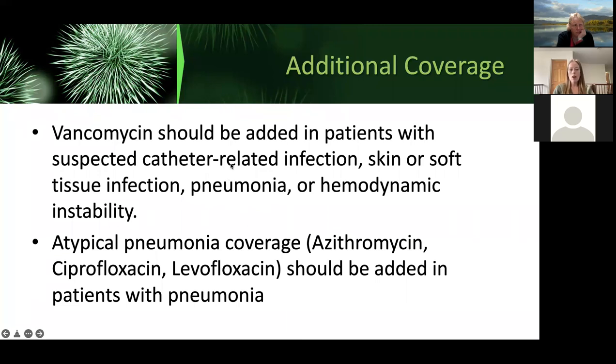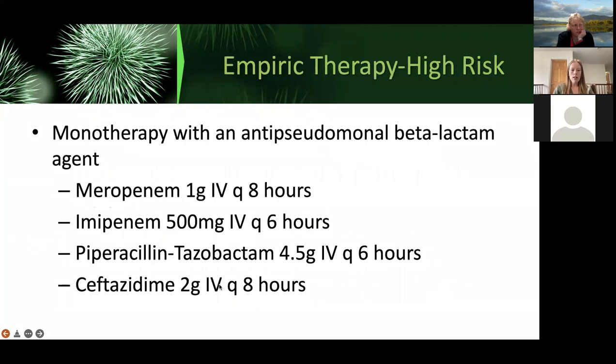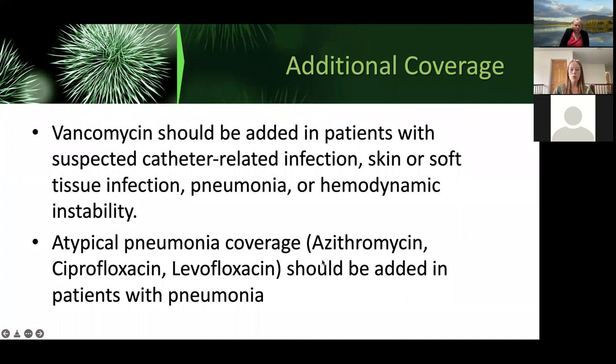And then always remember, because it's one of my pet peeves, that even though meropenem, imipenem, and piptazo are big gun antibiotics, they do not give you atypical pneumonia coverage. So if you think someone has a respiratory source, you need to add atypical pneumonia coverage with azithro, cipro, or levofloxacin, something for those patients, if you think they have pneumonia.